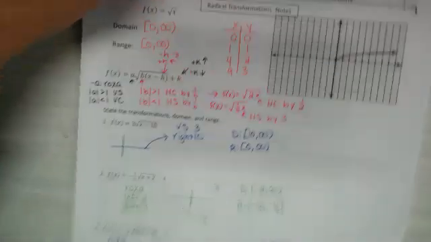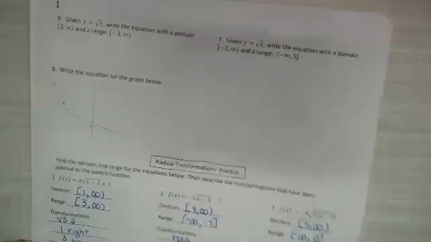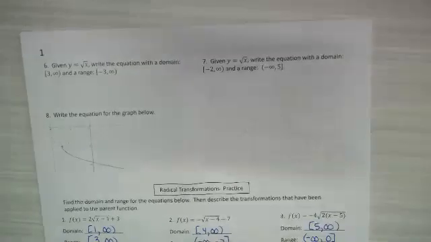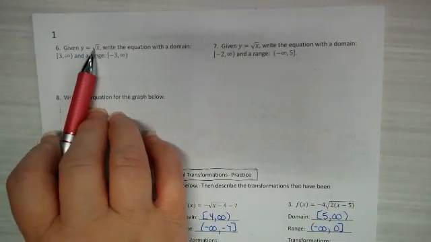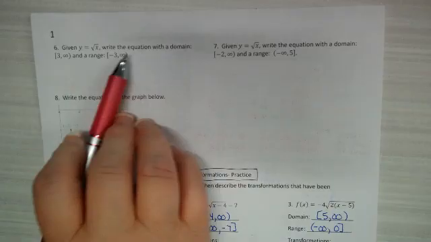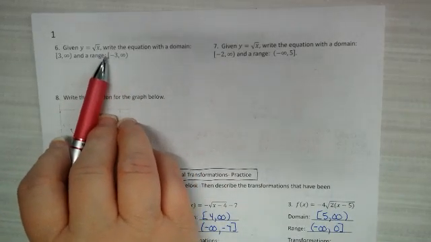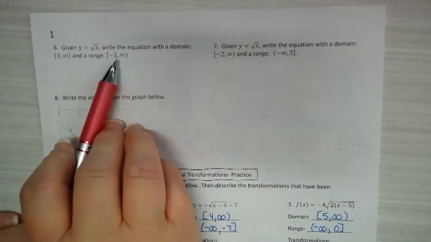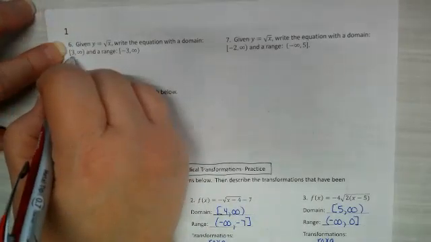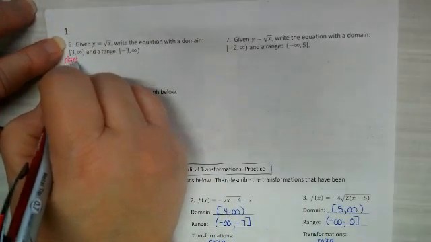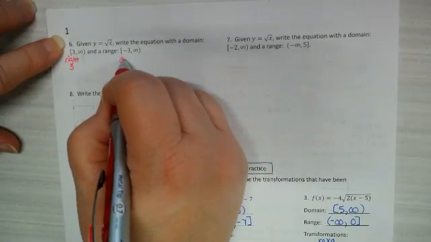All right. On the next page, we have a couple of thinking questions for you. So over here, let's take a look. Number 6 says, given y equals square root of x, write the equation with this domain and this range. So remember, if the range flipped to -infinity, then it was a reflection, but this one's not a reflection. So what this tells me for the domain is that it went right 3, and for my range, it went down 3.